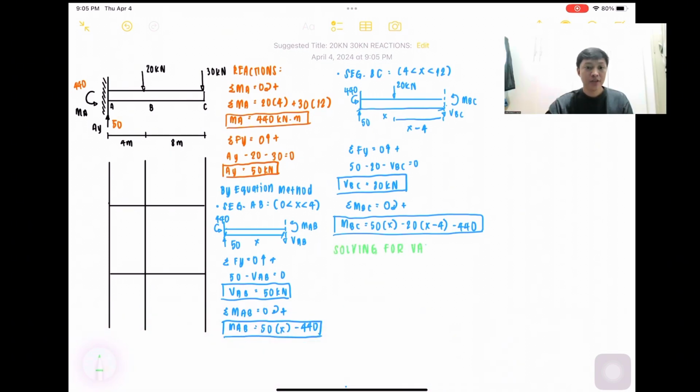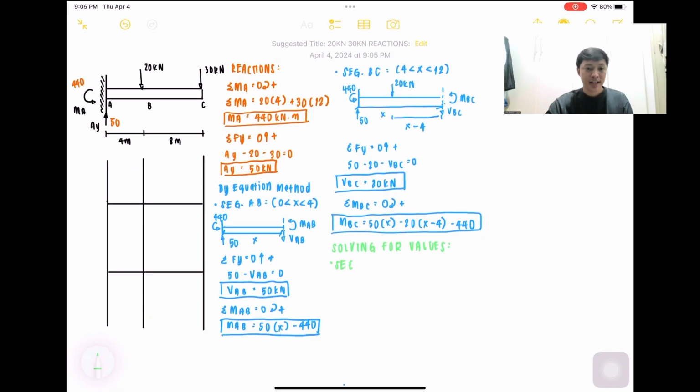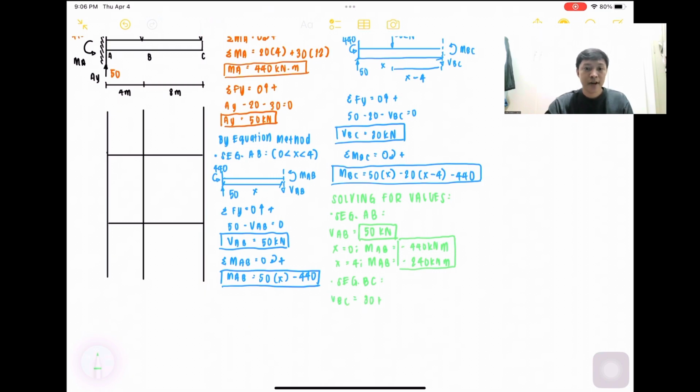Now, in solving for values at segment AB and segment BC, at segment AB, shear at AB is equal to 50 kN, therefore, x is equal to 0, and moment at AB is equal to negative 440 kN-m. Then the moment at AB is equal to negative 240 kN-m. In segment BC, shear at BC is equal to 30 kN, therefore, x is equal to 4, and moment at BC is equal to negative 240 kN-m, and the next is x is equal to 12, and moment at BC is equal to 0 kN-m.